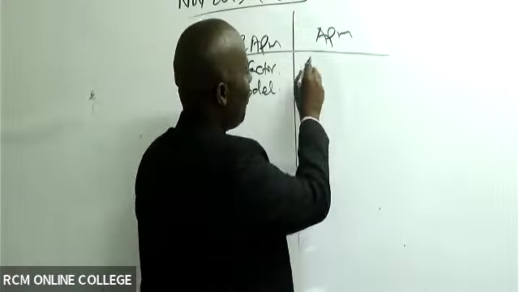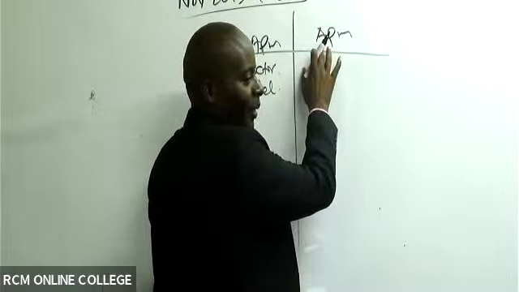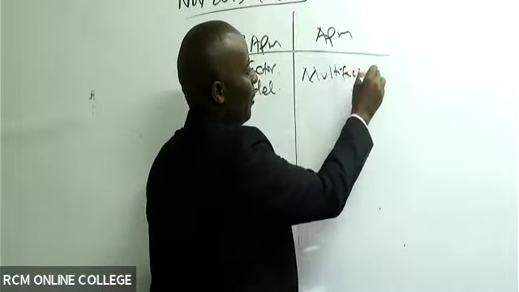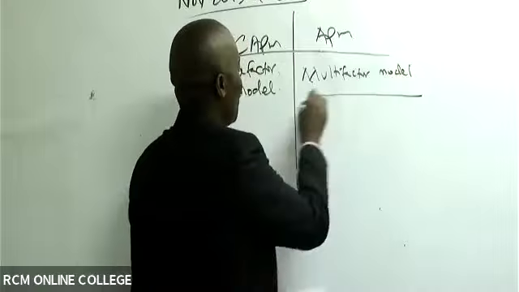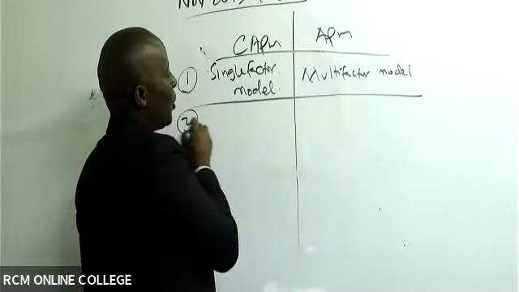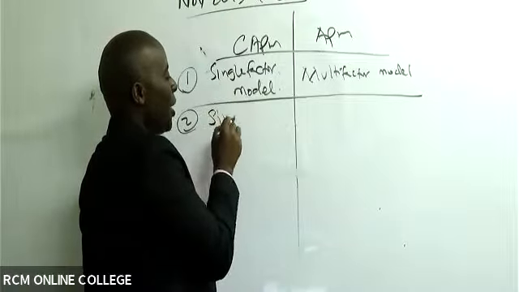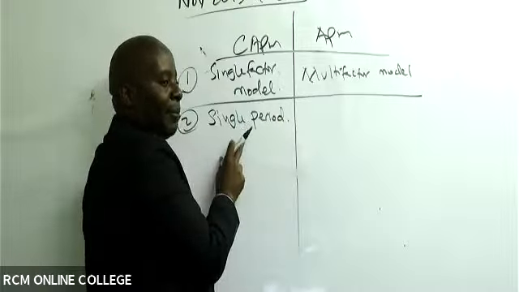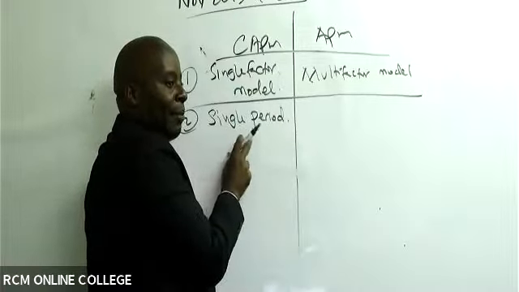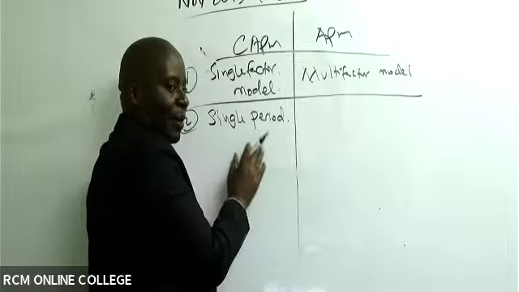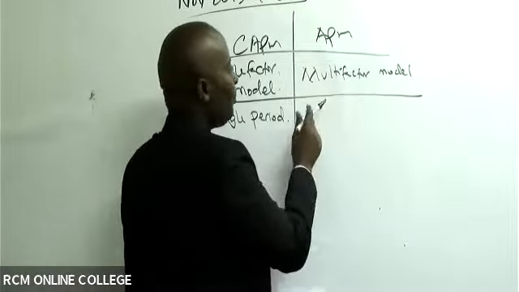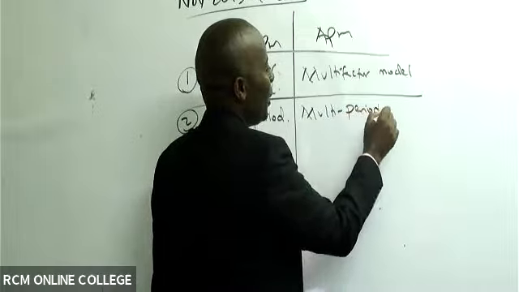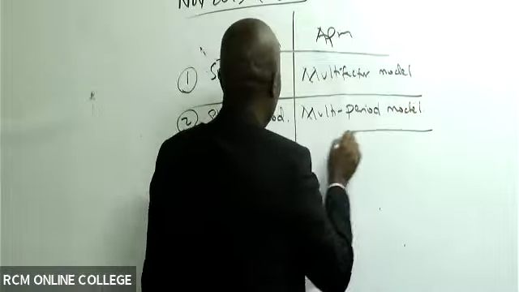And then number two, what do we have as an APM? Multi-factor model. That's the first difference. Number two, CAPM is single period. All the returns under CAPM must be on a per annum basis, like for example, 7% per annum. But APM is a multi-period model.